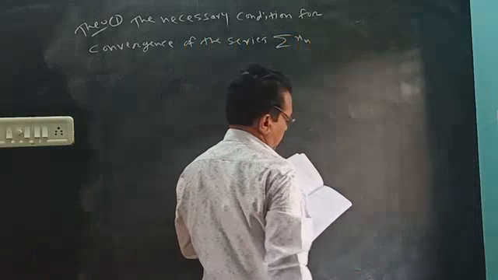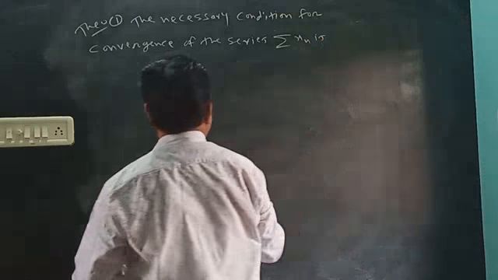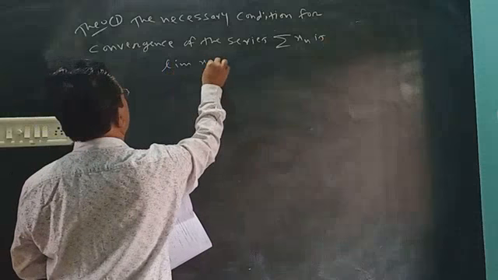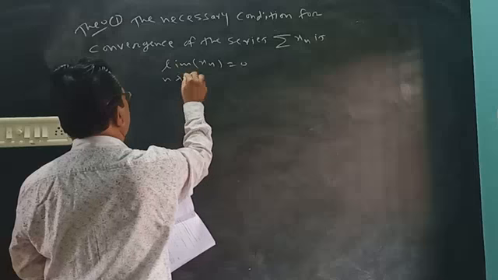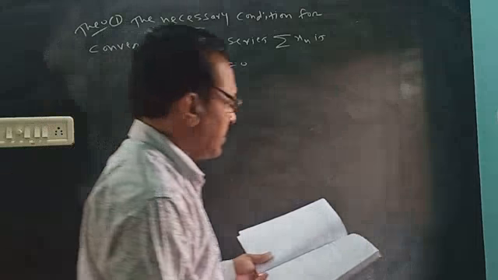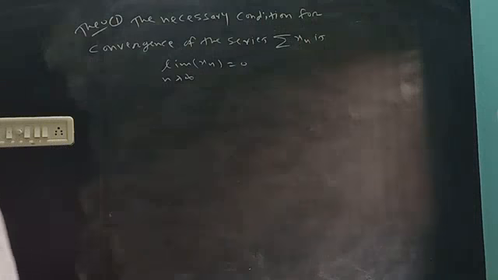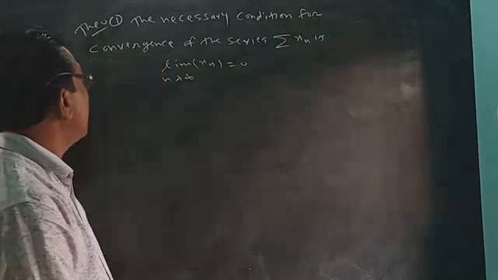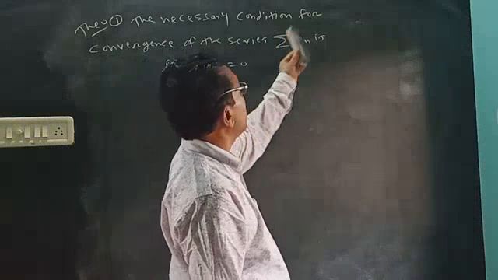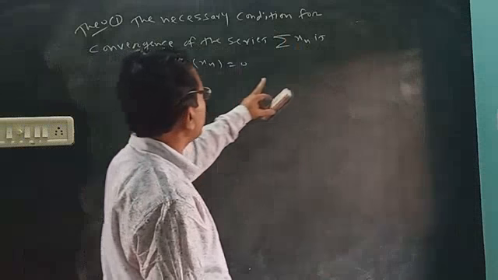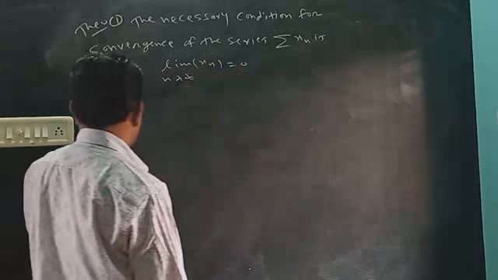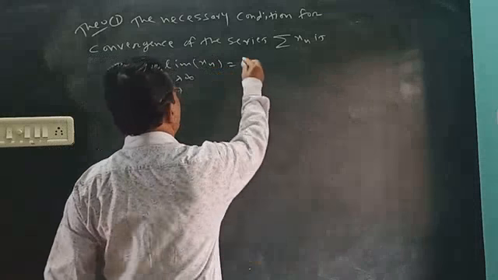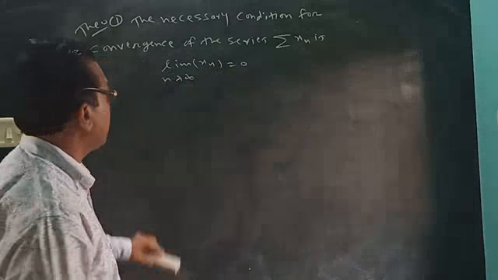Summation Xn is convergent, so what is the condition? The limit of Xn, not Sn, the limit of Xn must be 0. That is the condition. Before, by definition, if the limit exists it is convergent, and if the limit does not exist it is divergent. Now we can apply this theorem for further problems. So the series will be convergent when the limit of the nth term is 0, only 0. If the limit is 1, it is not convergent, it will be divergent.